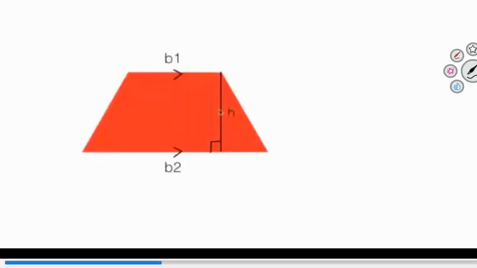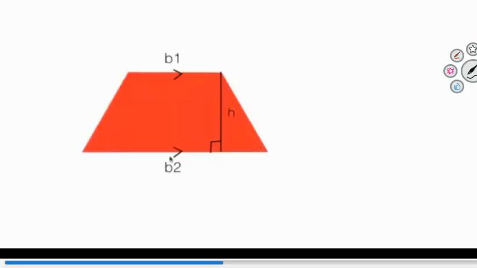Same thing, even if it's rotated a little bit and might not look like a typical height, the distance between your parallel sides will be your height. So look for that. And your height is always going to be perpendicular to your bases.